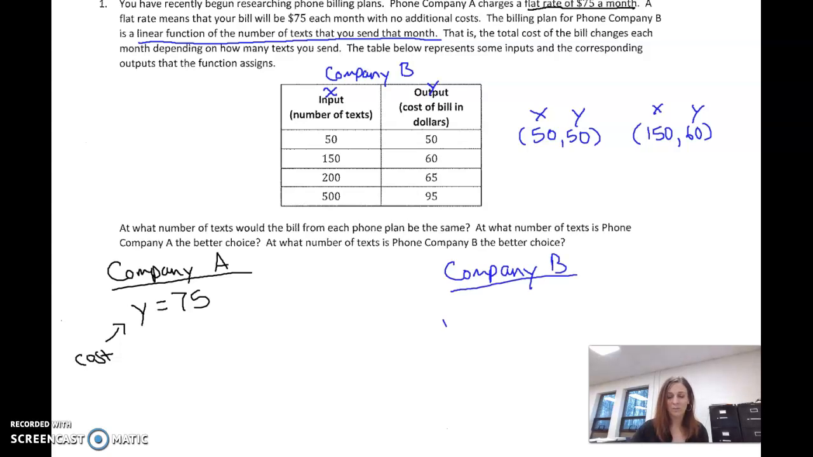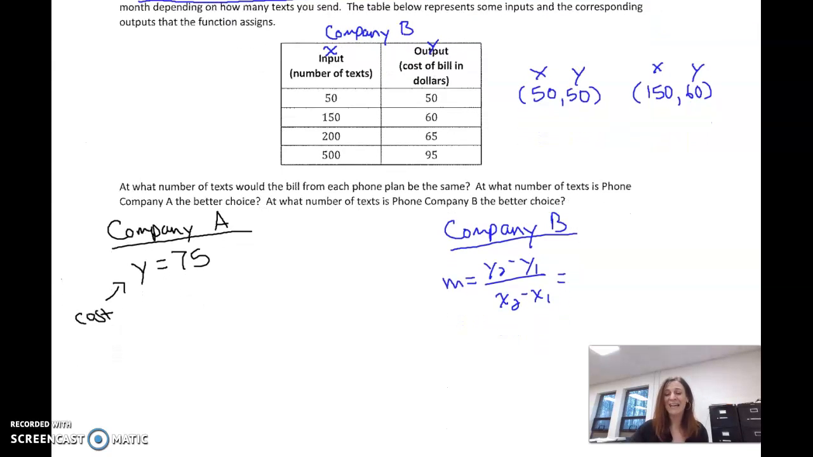Okay. So my slope is the difference in my y's, y sub 2 minus y sub 1, over the difference in my x's, x sub 2 minus x sub 1. And since I've identified my points here, I'm just going to make one the first point and one the second point. And then I'm just going to plug it in. Okay, these are minus signs here. So y2 is 60 minus y1, which is 50.